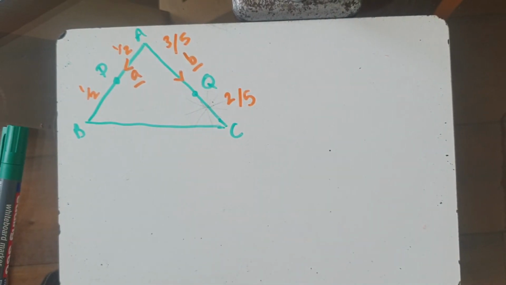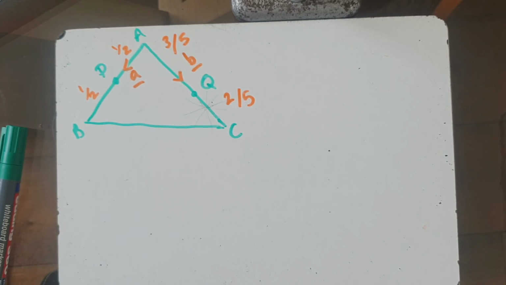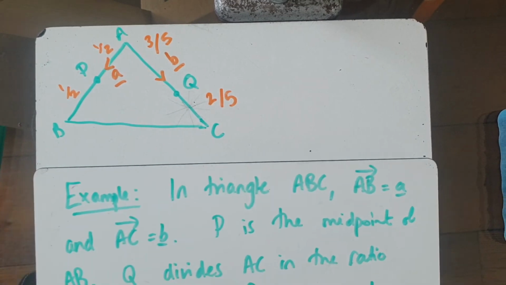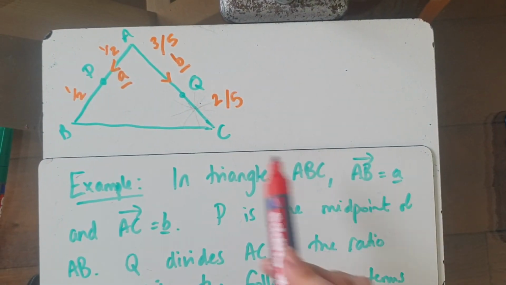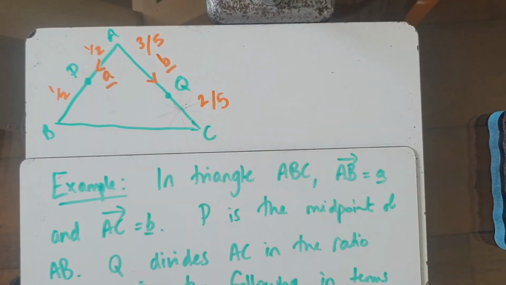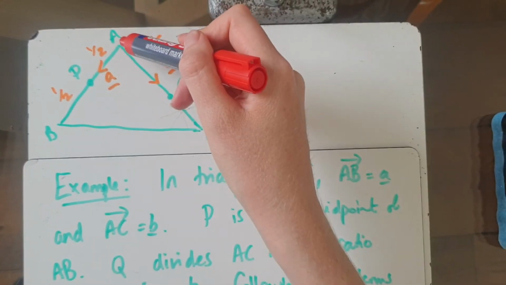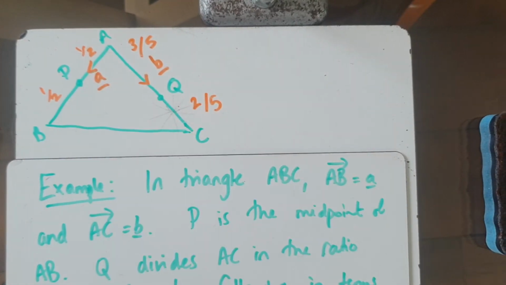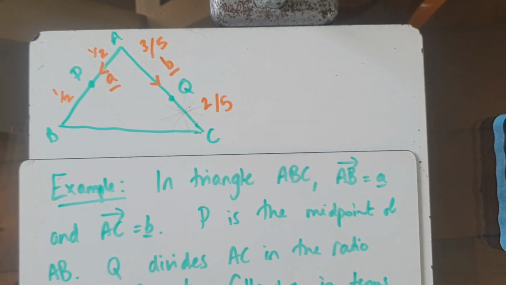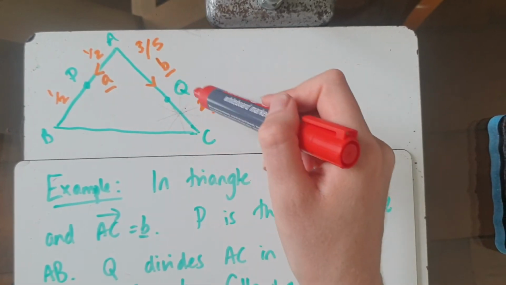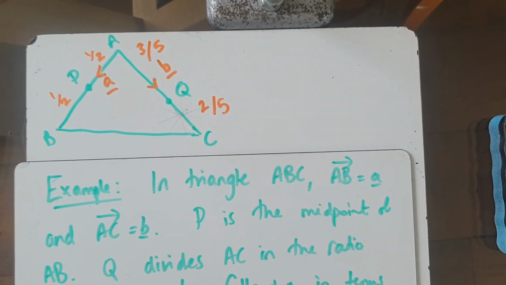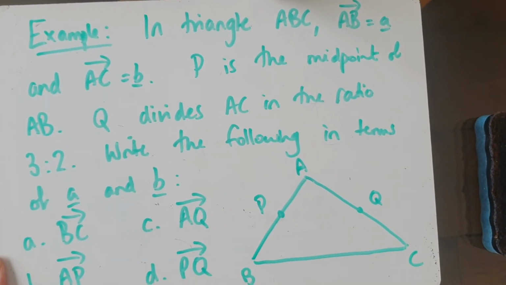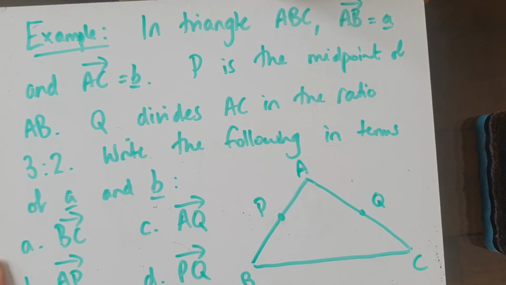So that is the first thing I would do, I would draw everything I know onto the diagram. Just as a double check, AB is a, AC is b. P is the midpoint, so it splits the line in half. Q divides in the ratio 3 to 2, so 3 out of 5 and 2 out of 5. I now need to write the following vectors: BC, AP, AQ, PQ.